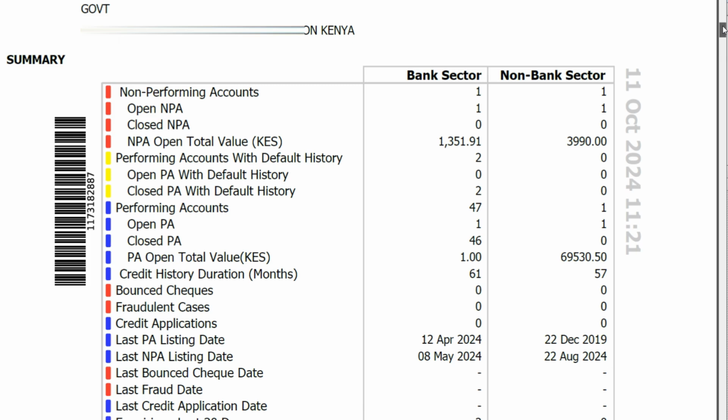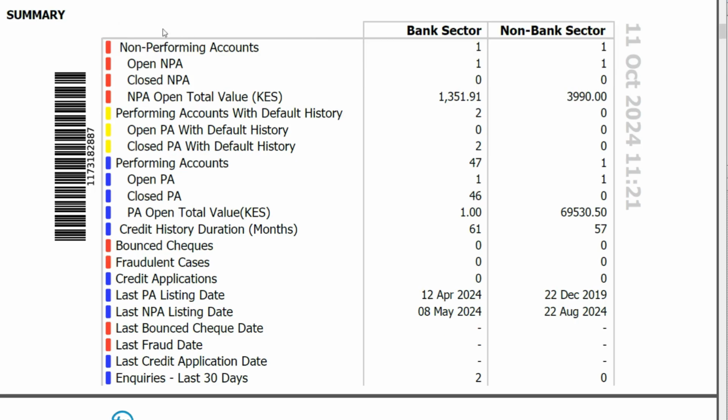Now, let's go to the summary section. And remember, we are still on page 1. On the summary section, we have so many details, and these are crucial details. But I want us to focus on 2 or 3 sections of these summary details that are very important.